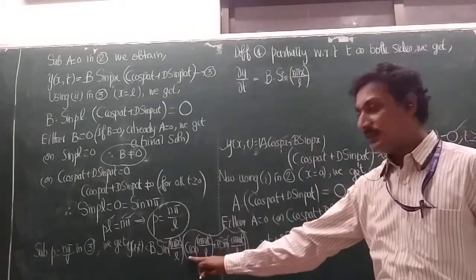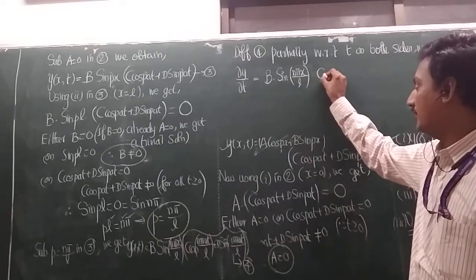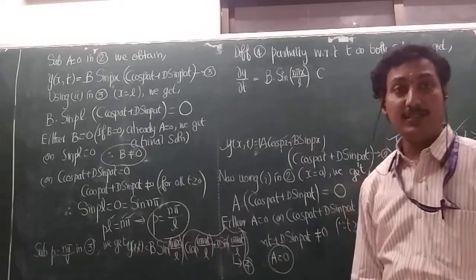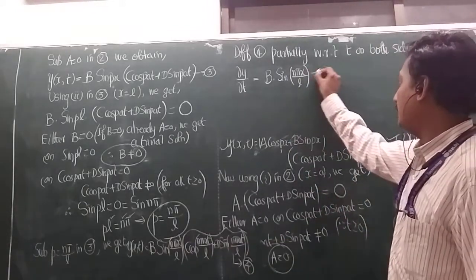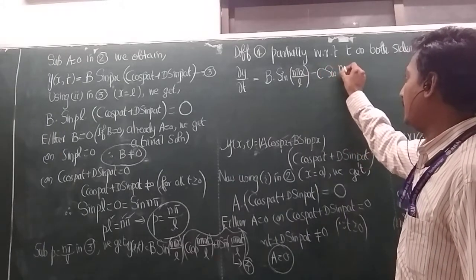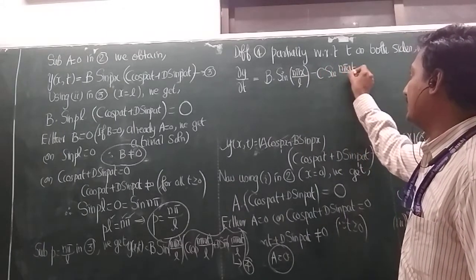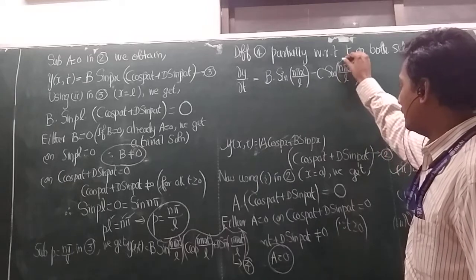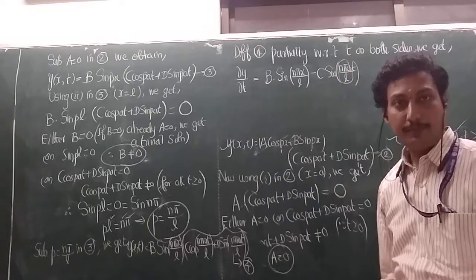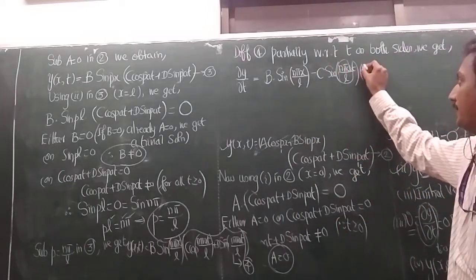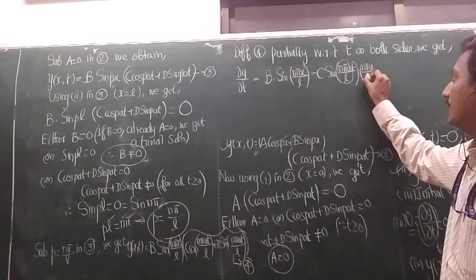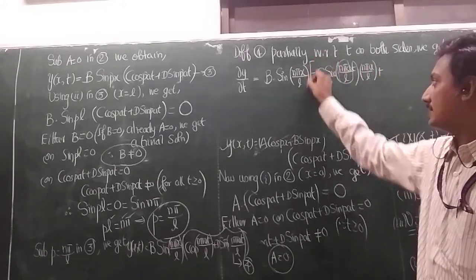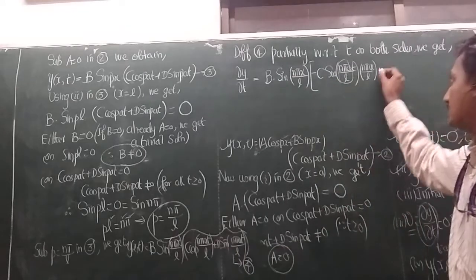Let us differentiate the c term. c is a constant, in a product form. The differentiation of cos is minus, so this comes as minus sin n pi at by L. The constant term is n pi a by L, isn't it? By using the chain rule, we multiply by n pi a by L, plus d is a constant, yes, right?